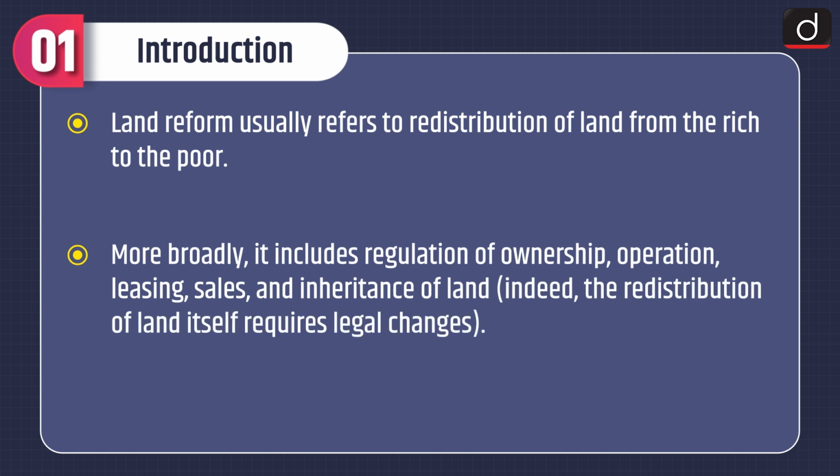Land reform usually refers to redistribution of land from the rich to the poor. More broadly, it includes regulation of ownership, operation, leasing, sales, and inheritance of land. Indeed, the redistribution of land itself requires legal changes.